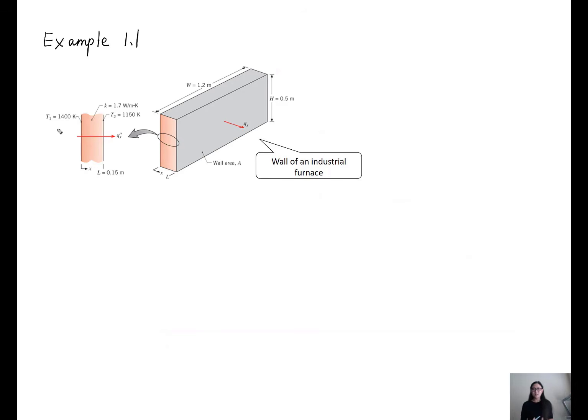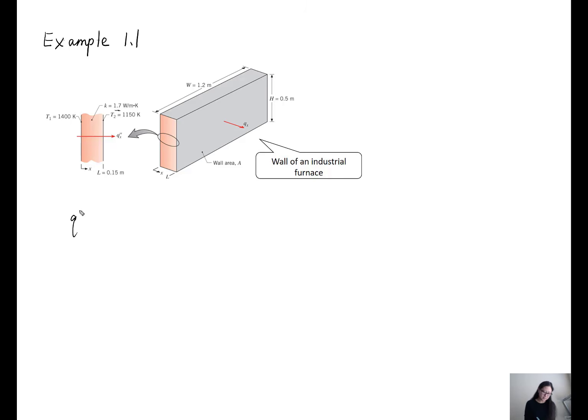Now let's look at a quick example for Fourier's law. Say this is the wall of an industrial furnace. Temperature on both surfaces are provided. 1400, that's pretty high. This is a furnace. Dimensions of the wall are all provided. Thermal conductivity of the wall is also provided. So let's try to find heat flux first.